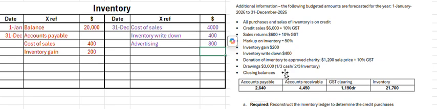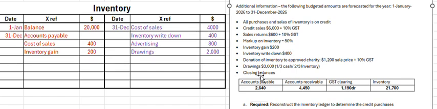Drawings 3,000, 1/3 cash, we can ignore that. 2/3 of 3,000 is 2,000, so the owner's taken out inventory for personal use, so that's going to decrease our inventory on hand.